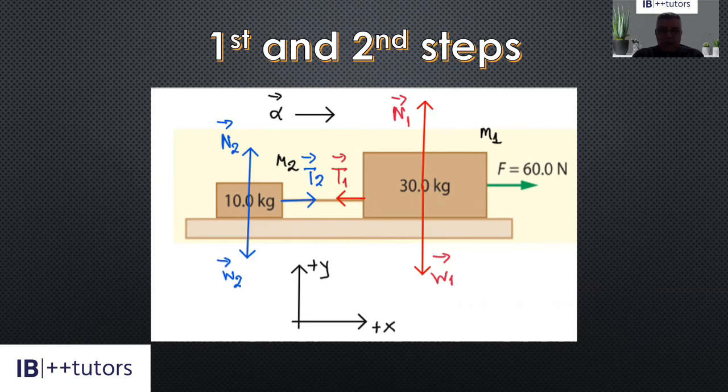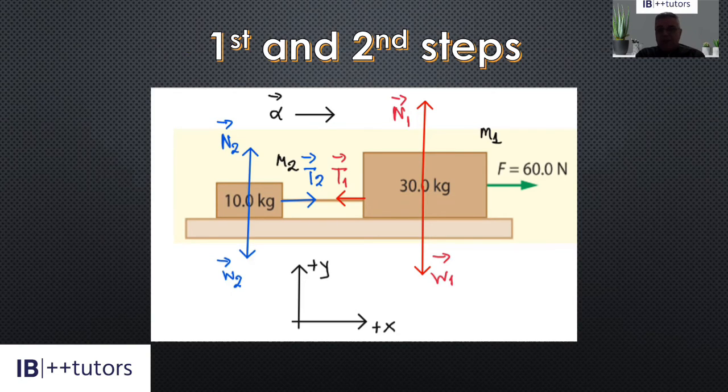the string. But we know that when we have strings which are assumed to be massless and non-elastic, these 2 tensions are actually of equal magnitudes. And we have common acceleration A for both objects directed to the right. This is the free body diagram.